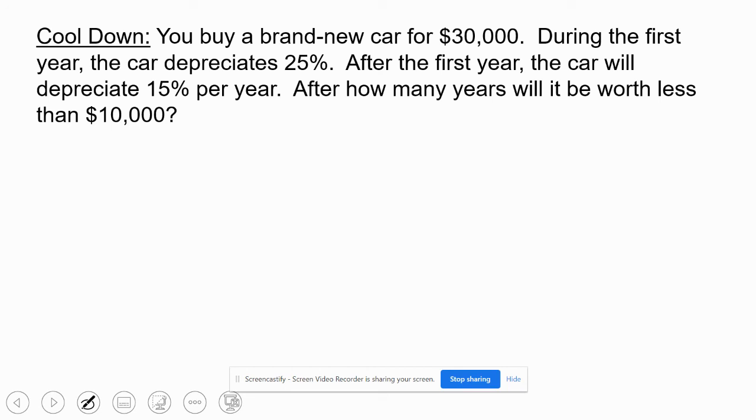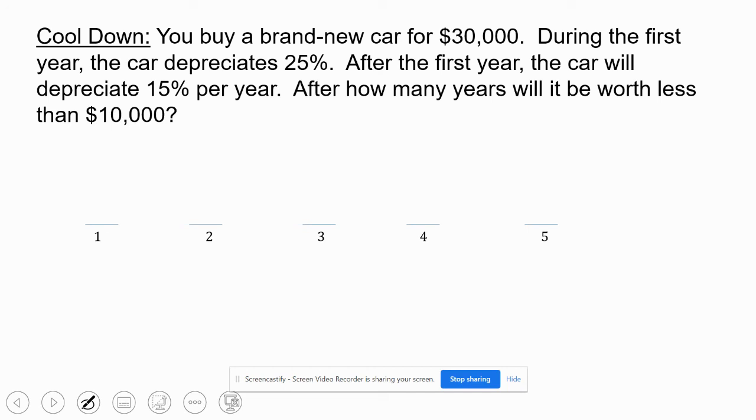So we buy a car for 30,000 and it depreciates by 25%, and then after that it's 15% a year. So after how many years will it be worth less than 10,000?